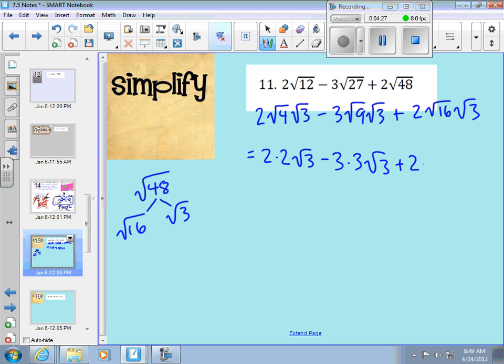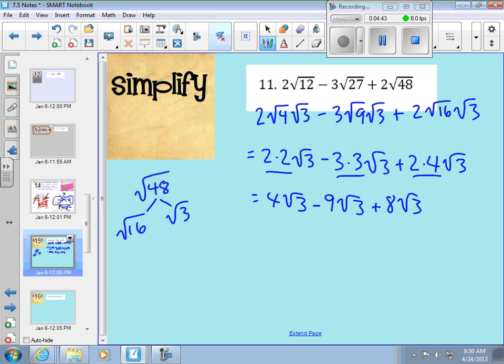And square root of 16 is the same as 4. Doing a little multiplying now. 2 times 2 is 4 square roots of 3. 3 times 3 is 9 square roots of 3. And 2 times 4 is 8 square roots of 3.